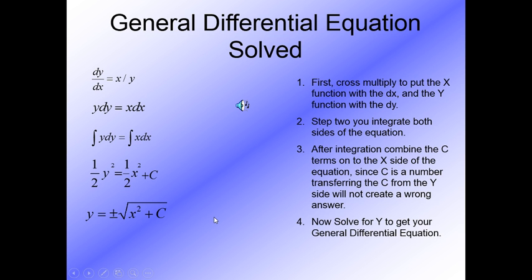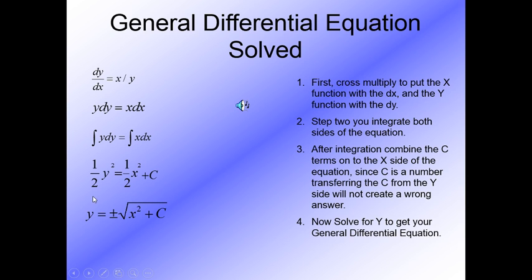Okay, so now let's do one of the problems that we do have an initial condition. So here's another example for the integration by separating the variable. So again, dy over dx is x over y, so y dy equals x dx. Integrate both sides, so 1/2 y squared equals 1/2 x squared plus c.